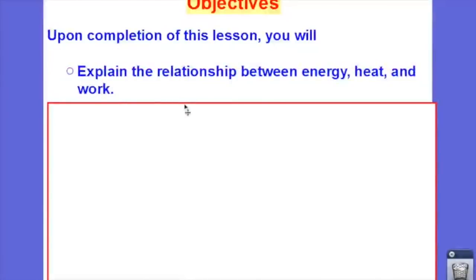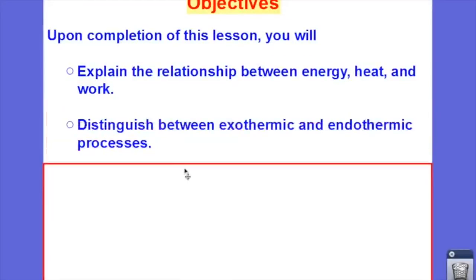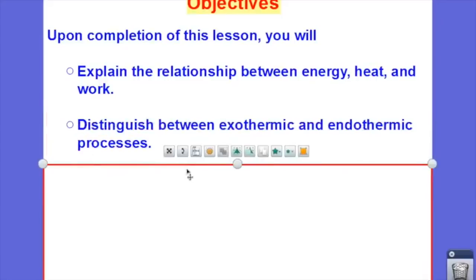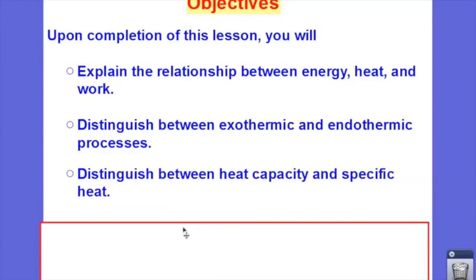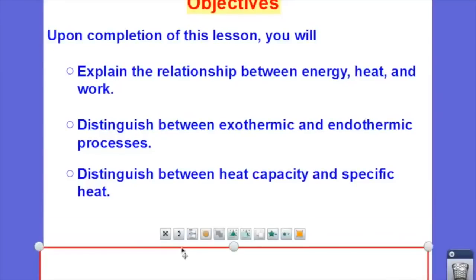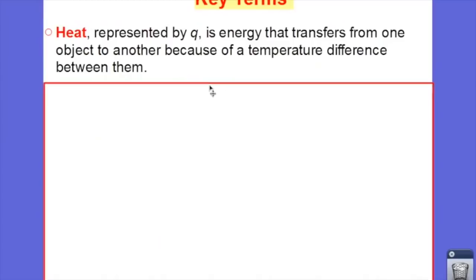The objective for today's lesson. Okay, we will be able to explain the relationship between energy, heat, and work, distinguish between exothermic and endothermic processes, distinguish between heat capacity and specific heat or specific heat capacity.